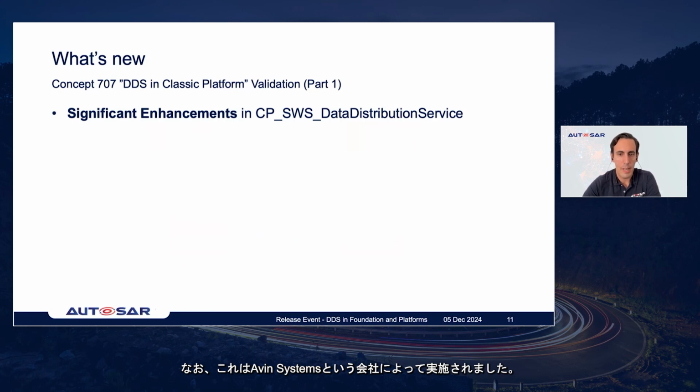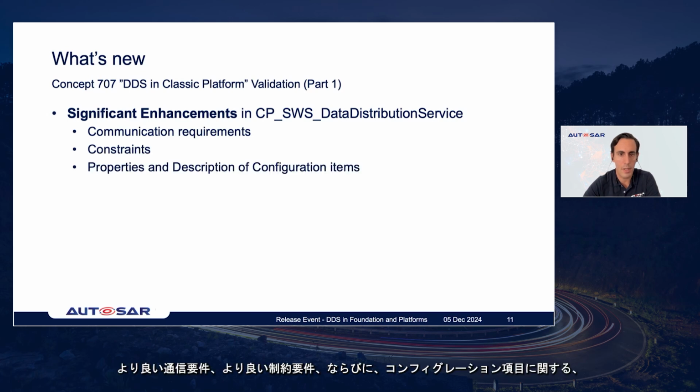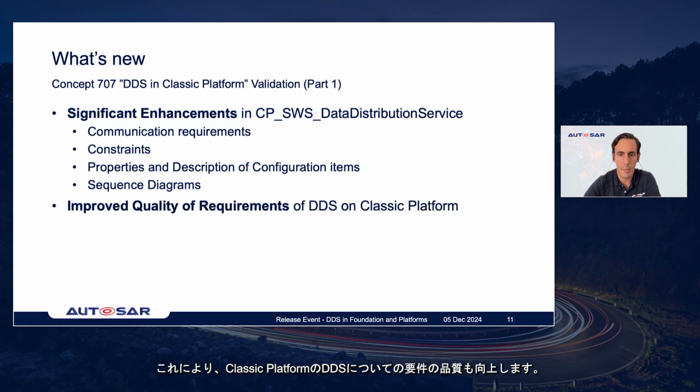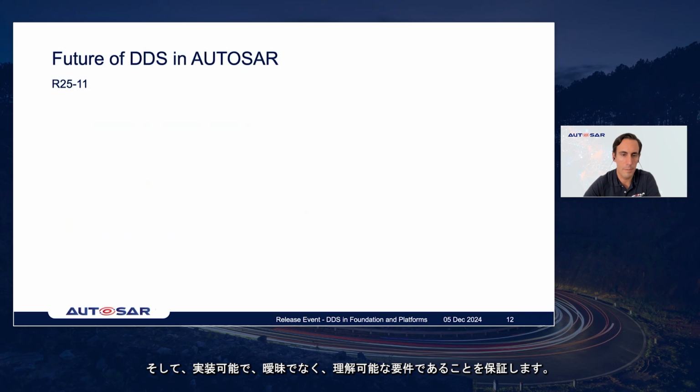Okay, so by the way, this has been accomplished by a company named Avin Systems with support from both Huawei and RTI. This brings a significant set of enhancements in classic platform AUTOSAR data distribution service, so better communication requirements, better constraints, and better properties and description of configuration items, along with sequence diagrams. This also brings improved quality of requirements for DDS on the classic platform, and it ensures that requirements are implementable, unambiguous, and understandable.